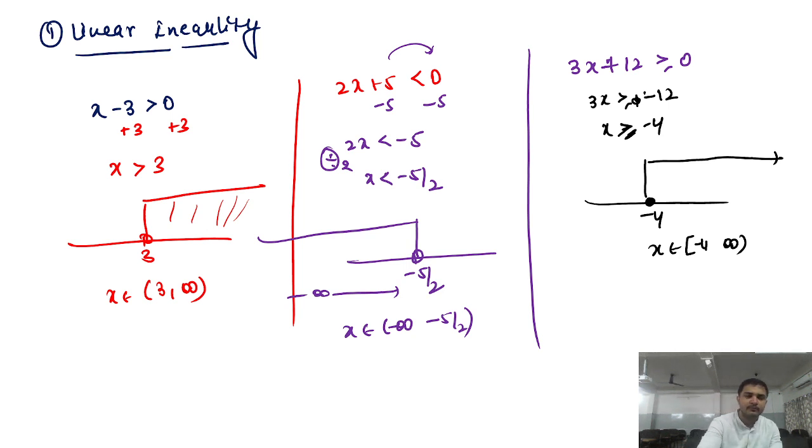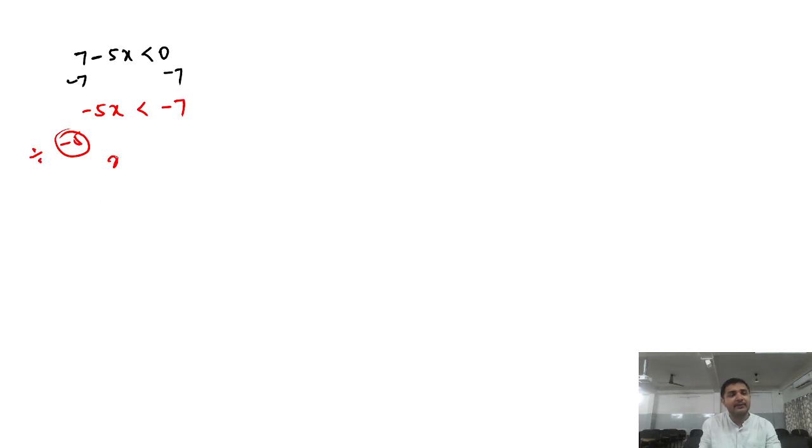Next, these are very basics. Let's say we have 7 minus 5x less than 0. We are interested in isolating x. Subtracting 7 from each side, we get minus 5x less than minus 7. Now we need to divide by minus 5. Dividing by minus 5, we get x here and 7 by 5 here. But the moment we divide by a negative value, the inequality orientation reverses.